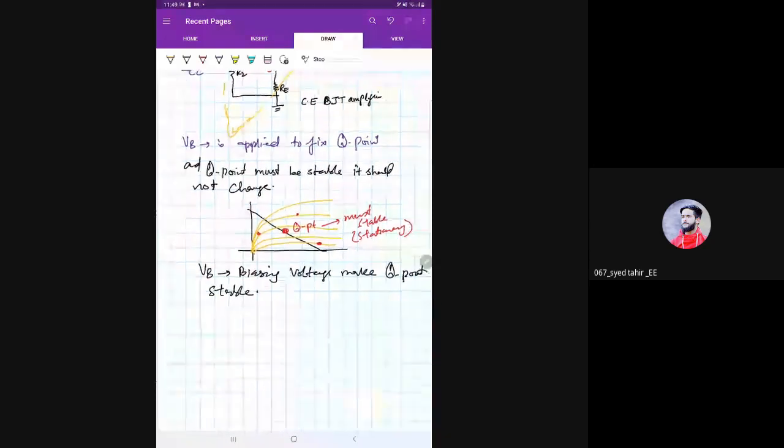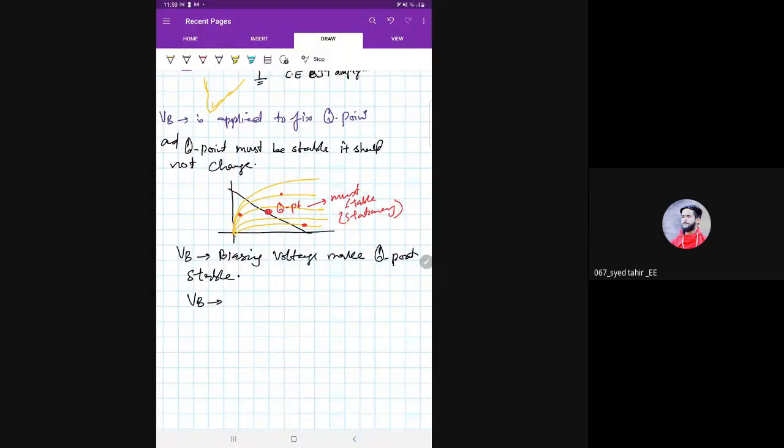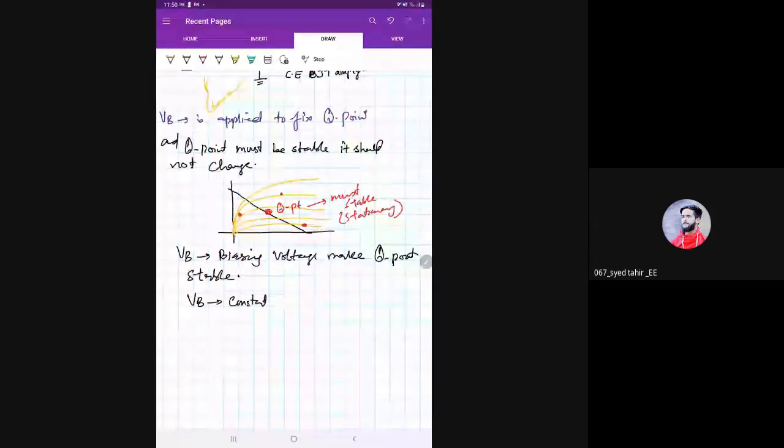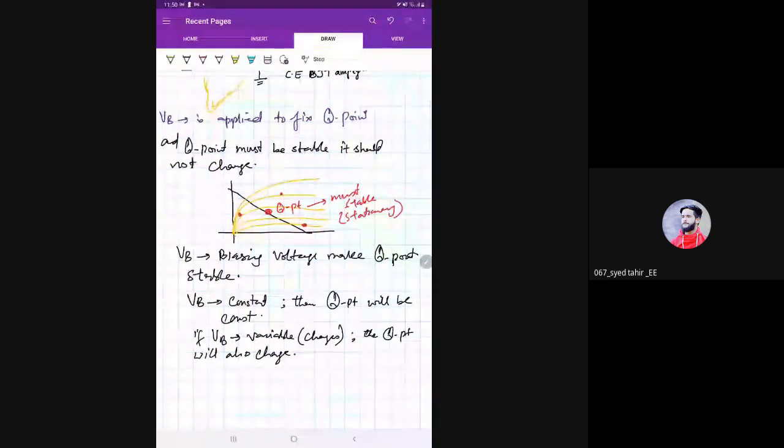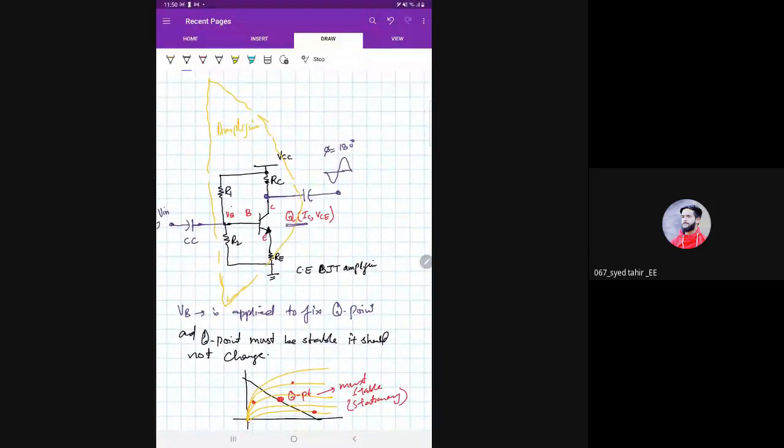So if VB is constant, अगर VB constant है, then Q point will also be constant. Okay, if VB is variable, if it changes, then Q point will also change. That is why we are using a fixed bias. हम fixed bias configuration इसलिए कर रहे हैं use क्योंकि उससे VB हमारा fixed रहेगा.